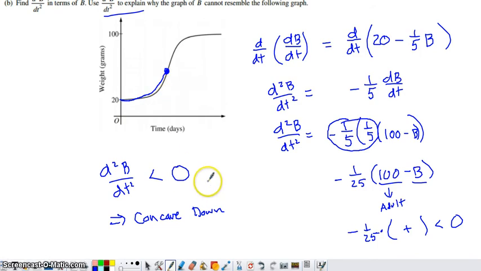Now I'm not going to write all that out on the AP exam. You'd obviously have to do that to receive full credit for the explanation part of part B.